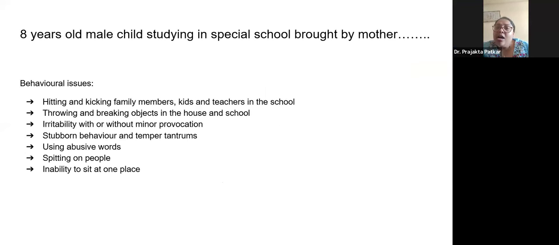next one, right? So we have an 8-year-old male child who is already going to a special school, and he was brought in by his mother. Now the mother says that her boy has behavioral issues like hitting and kicking family members, teachers, or kids in the school, throwing and breaking objects in the house and in school. He's always irritable, even on minor provocation. A lot of stubborn behavior, temper tantrums, often using abusive words, spitting on people, and inability to sit at one place. That's how the mom got the child. Next slide, please.